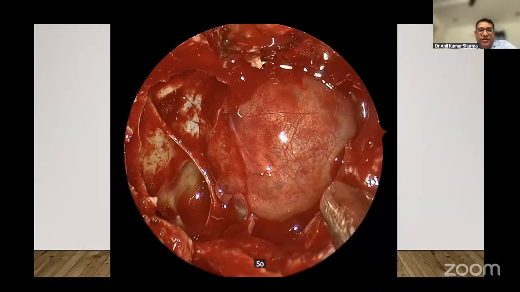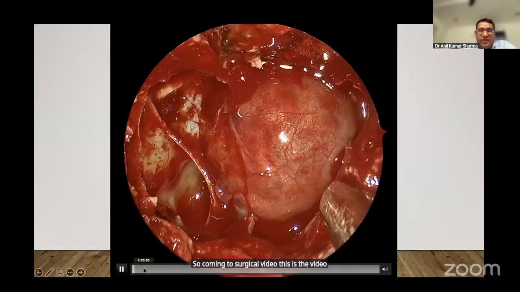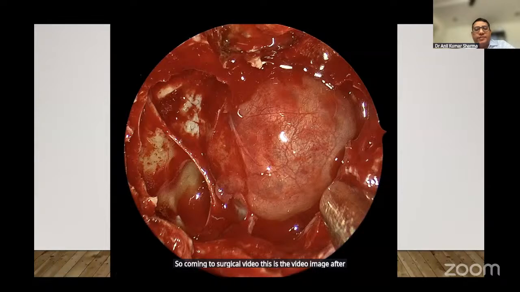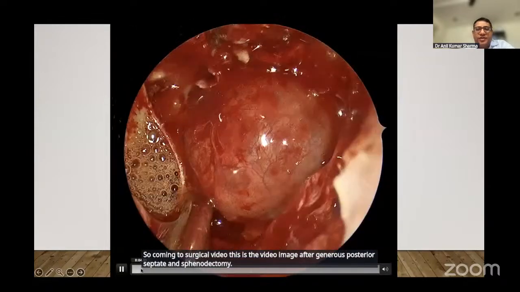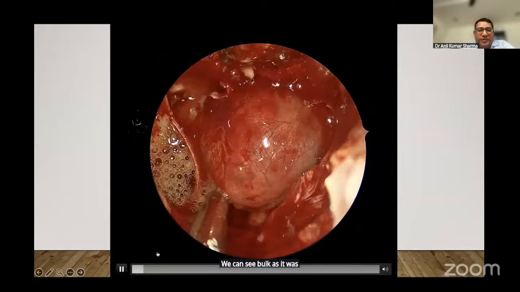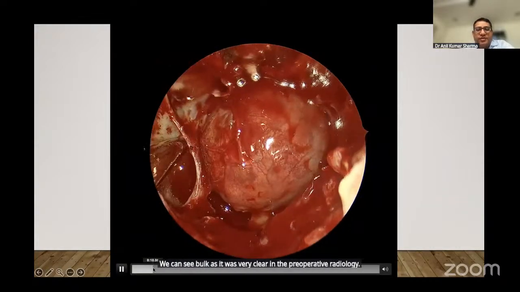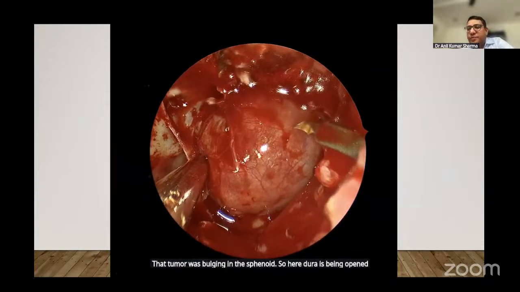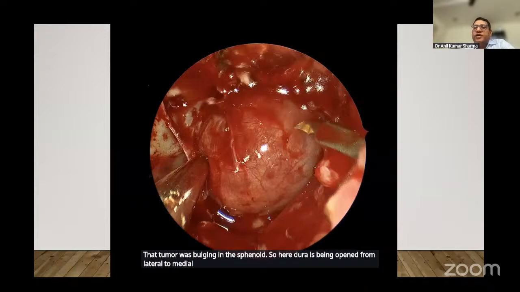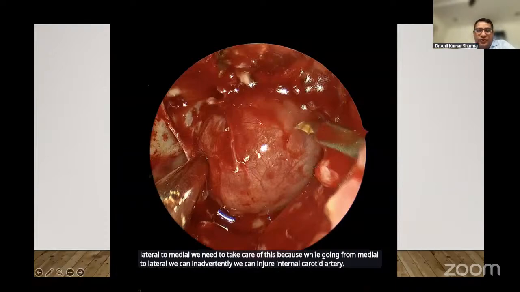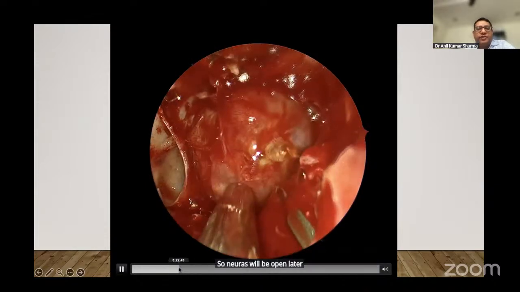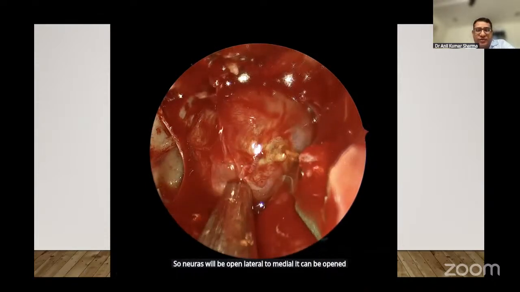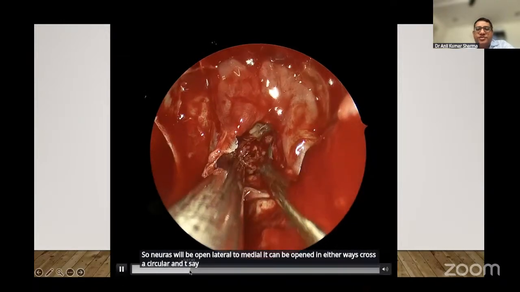Coming to the surgical video, this is the image after generous posterior septectomy and sphenoidectomy. We can see the bulge, as it was very clear in the preoperative radiology that the tumor was bulging in the sphenoid. Here the dura is being opened from lateral to medial. We need to take care of this, because while going from medial to lateral, we can inadvertently injure the internal carotid artery. So dura should be opened lateral to medial. It can be opened in various ways: cross, circular, and T-shape.